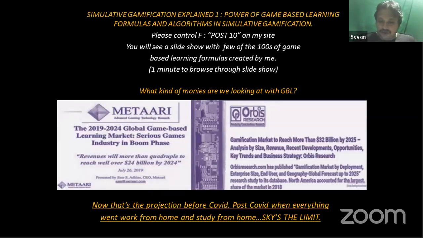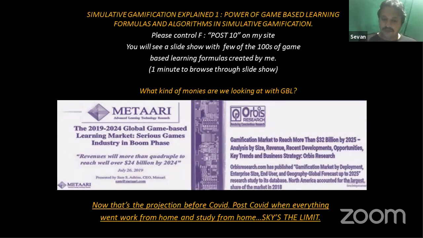Now, before we go on, we understood what simulated gamification is from a theoretical perspective. Now let's look at the money side of it. What kind of money are we looking at in game-based learning? We need to understand that it's for educators. Although they are not gamers like yourselves, game-based learning involves education in a gamified fashion. So what are the kind of numbers you're looking at, both for gamification and game-based learning, both of which together I call gamification?